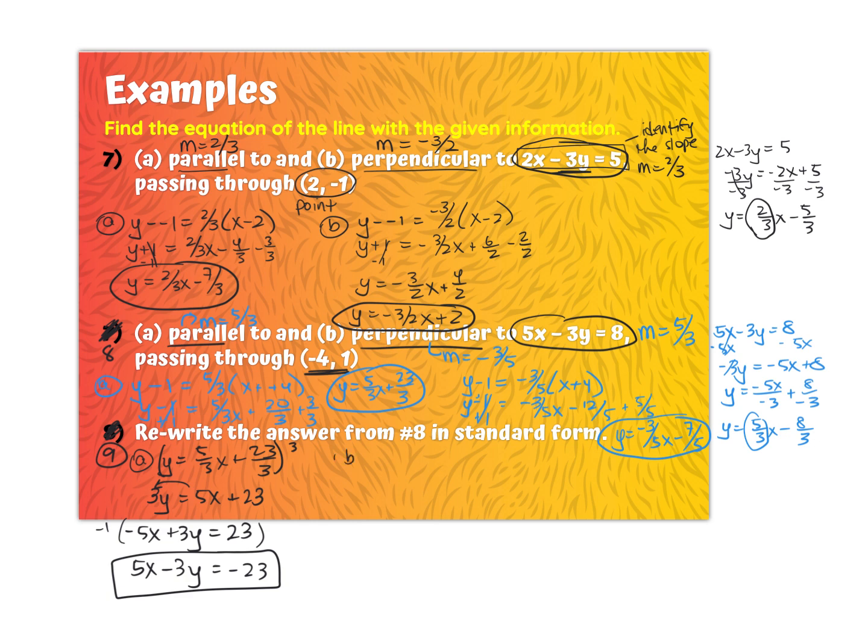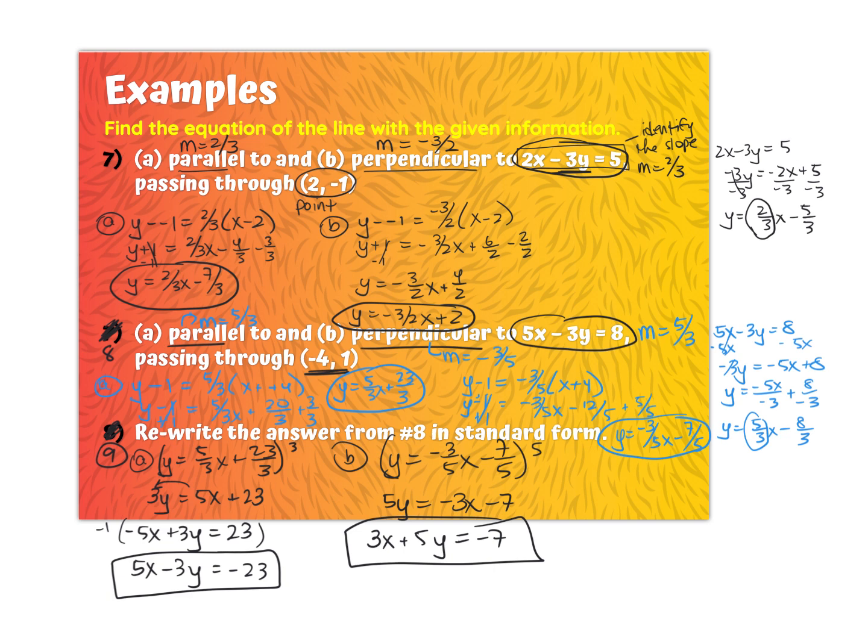And if I did the same thing for B, I've got y equals negative 3/5 x minus 7/5. Again, I have to eliminate denominators, so I'm going to multiply everything by the LCD. 5y equals minus 3x minus 7. I'm going to move the x to the left by adding 3x to both sides. And I'm going to get this, which is perfect. No fractions, and x is positive. And so now I've converted it to standard form.